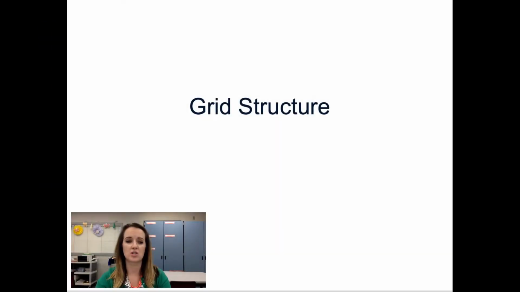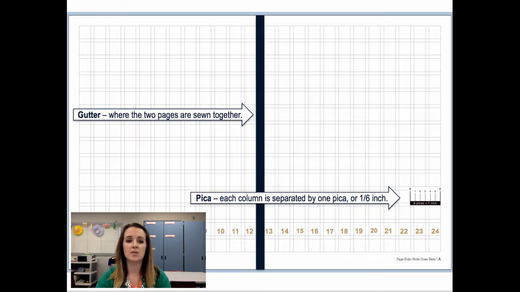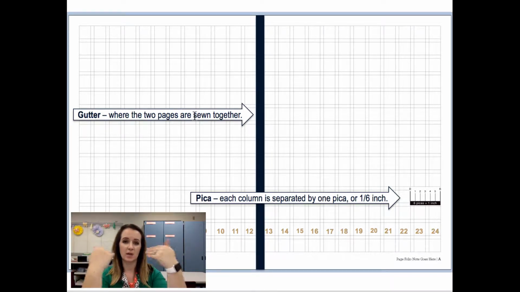So, grid structure. When we design with a grid, looking at our pages on Yearbook Avenue, which we're going to log on to today, when we look at a spread, in the middle of the spread we have what's called the gutter, which I've used that term quite a bit. The gutter is where the two pages are sewn together in the book. You have all those pages, they come together in the gutter, and you've got the binding, and then it goes inside the cover.